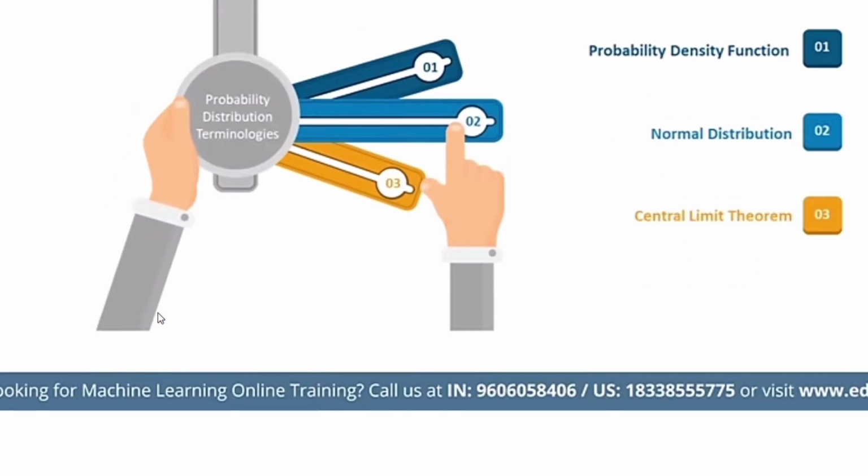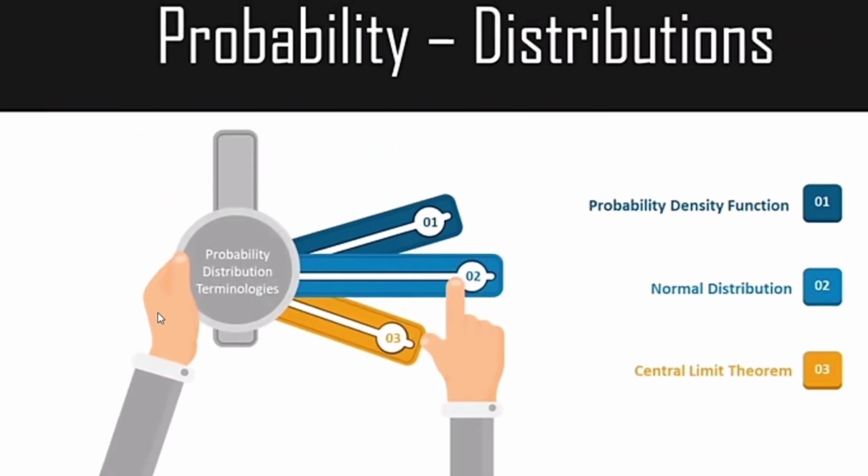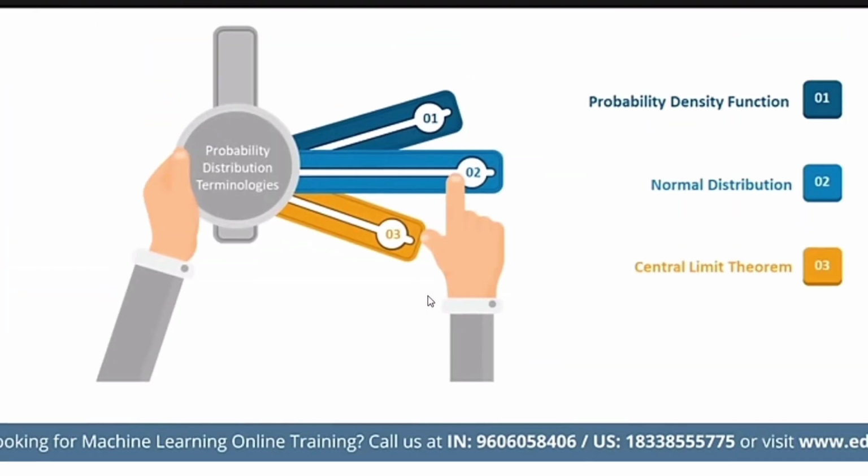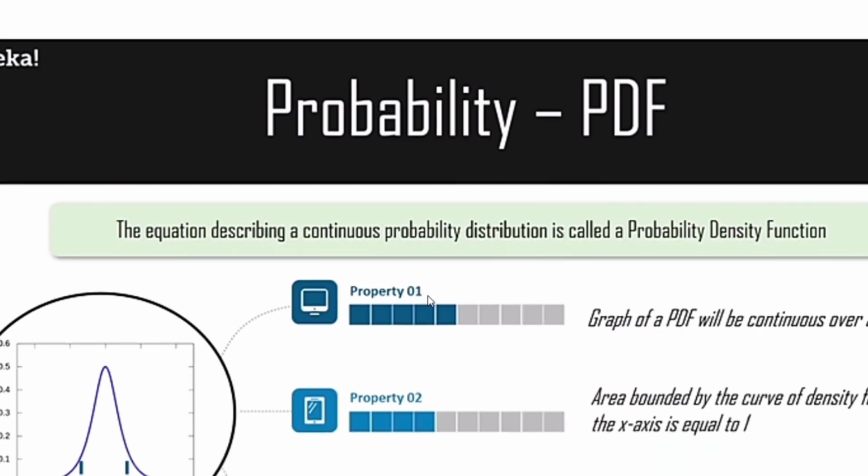And the next thing is probability distribution. In that, there are the probability density function, normal distribution, and central limit theorem. We are not solving examples here, but the functions which are important for machine learning, we are learning that. So this is the probability distribution terminology. Let's see one by one after.